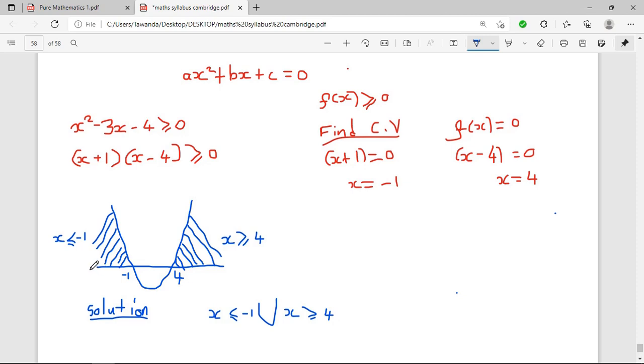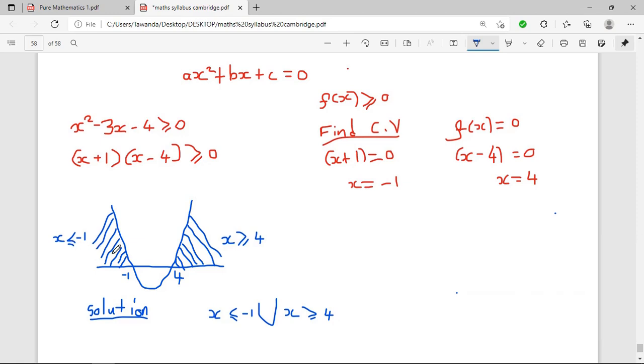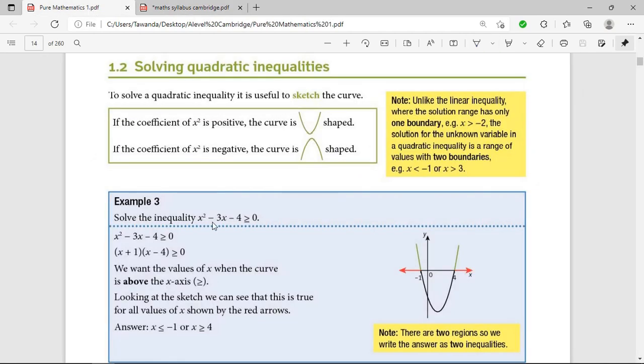Then after that, you go to a number line and indicate that your function is a minimum, since the coefficient of x squared is 1, which is greater than 0. So your graph is a minimum. So you have -1 and 4. Then we shade the region which is greater than or equal to 0, the region above the horizontal line. It's for x less than or equal to -1 and x greater than or equal to 4. So the solution will be x less than or equal to -1 union x greater than or equal to 4. So that will be the same answer as this one.